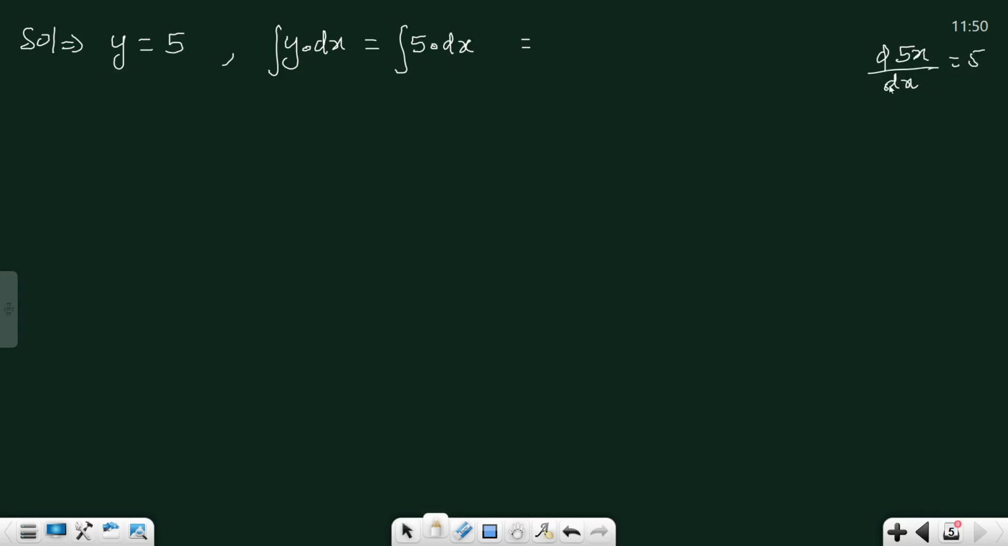Yes. So when you differentiate 5x, you get 5. So that means when you integrate 5, you must be getting 5x. So this is 5x plus c. Or you can also write 5x to the power 0 dx. So when you integrate this, you will get x to the power 0 plus 1 divided by 0 plus 1 plus c. So this is coming to be the same, 5x plus c.